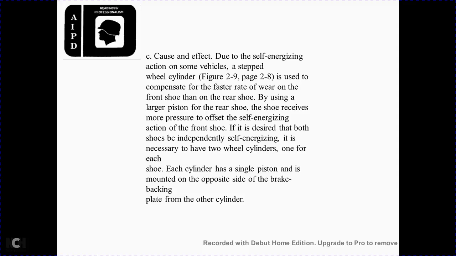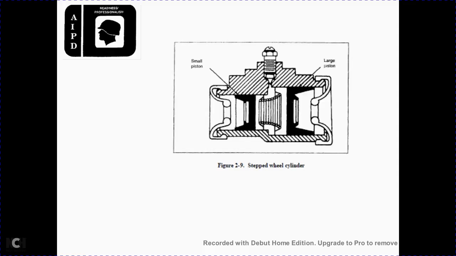Because of the self-energizing action of the wheel, a step wheel cylinder is used, figure 2.9. To compensate for the faster wear of the rear shoe, a large piston is used so the rear shoe receives the pressure offset with the self-energizing front shoe. To have both shoes independently self-energizing, it is necessary to have two wheel cylinders, one for the front and one for the rear. Each cylinder has a single piston mounted at the opposite end of the brake backing plate from the other cylinder. Figure 2.9 shows the step wheel cylinder, larger piston, smaller piston.